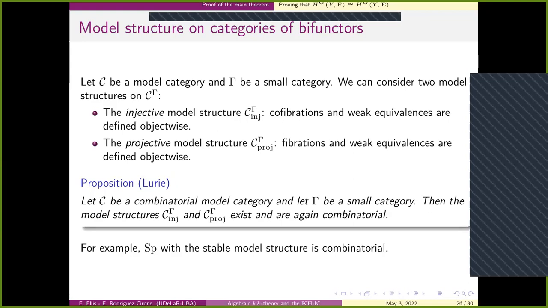A combinatorial model category is a cofibrantly generated model category that is locally presentable. This last condition is a condition on the underlying category that we do not want to get into in that much detail. We are only interested in the fact that the category of simplicial spectra is combinatorial. So both structures exist when C is spectra.